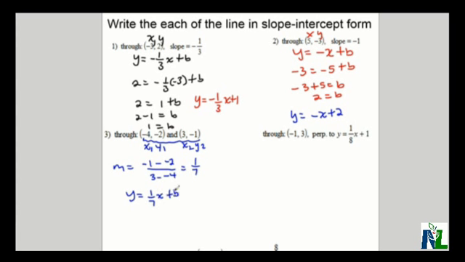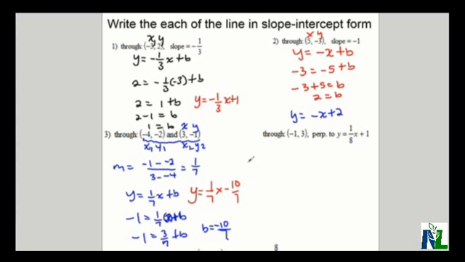We have 2 points that we can substitute in for x and y. You only have to choose one. I'm going to choose 3 and negative 1. That will give us negative 1 will equal 1/7 times 3 plus b, which will give us negative 1 equals 3/7 plus b. b will equal negative 10/7. When we write the equation, now we have y equals 1/7 x subtract 10/7.